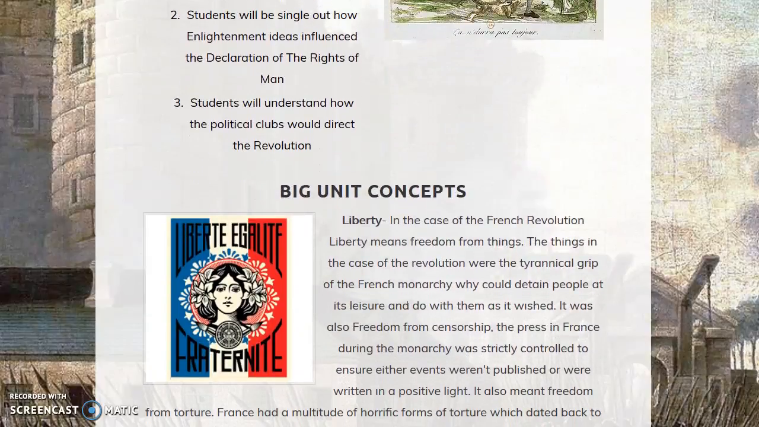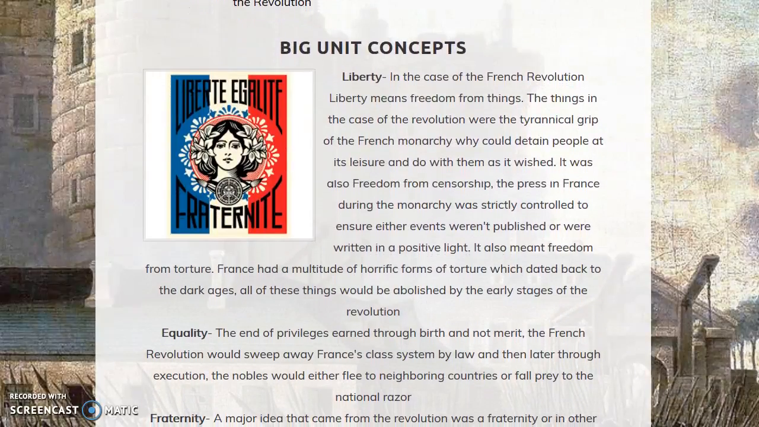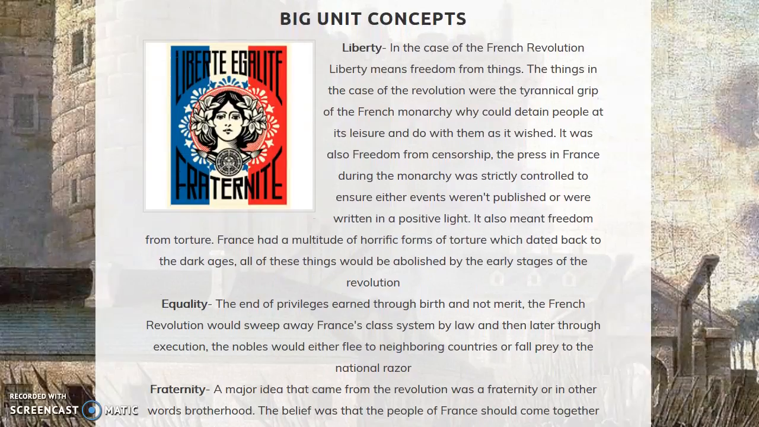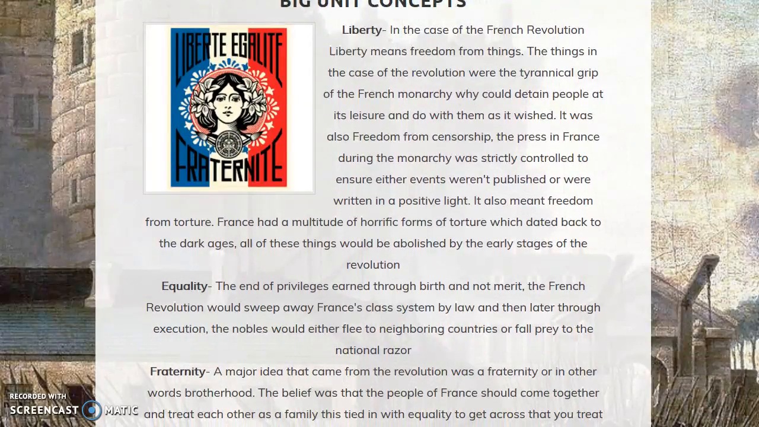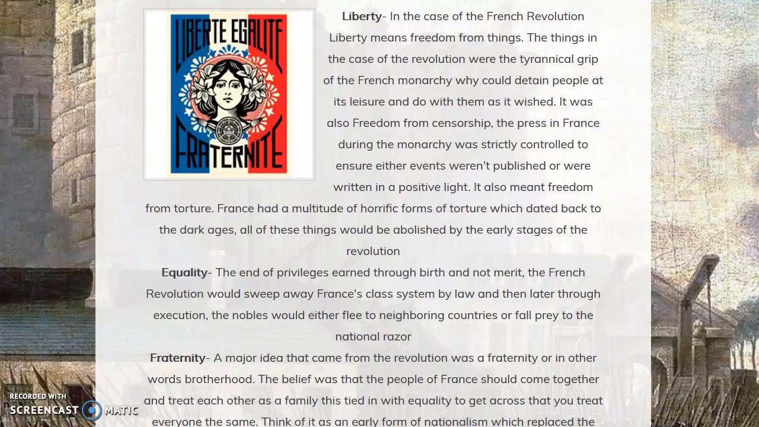Now moving on to the big unit concepts, or the phrases and beliefs the French Revolution brought about. Starting with liberty. In the case of the French Revolution, liberty means freedom from things. Things in the case of the revolution were the tyrannical grip of the French monarchy, which could detain people at its leisure and do with them as it wished. It was also freedom from censorship. The press in France during the monarchy was strictly controlled to ensure events either weren't published or were written in a positive light. It also means freedom from torture. France had a multitude of horrific forms of torture which dated back to the Dark Ages. All these things were abolished by the early stages of the revolution.